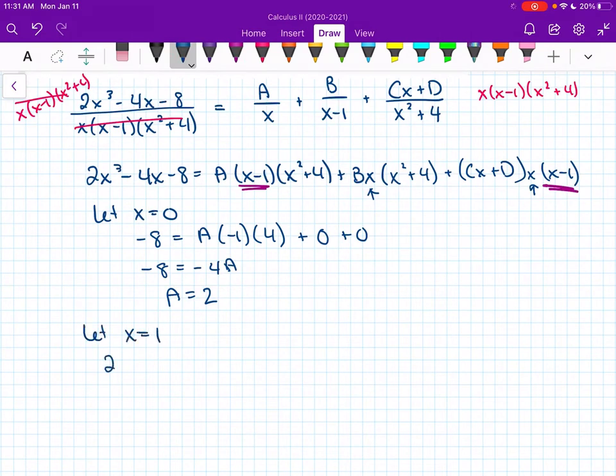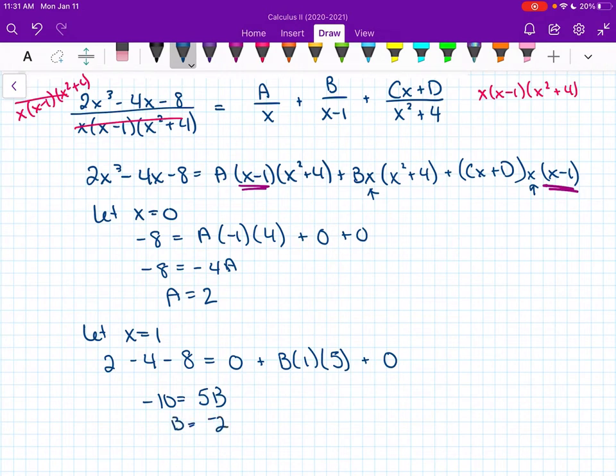So then I'm going to get 2 times 1 cubed minus 4 times 1 minus 8 equals 0, because that term will go away. Then I will have b times 1 times 5, plus a term that will go away because I have that x minus 1 factor on that last chunk. So when I do this, I get negative 10 equals 5b. So then I get b equals negative 2.